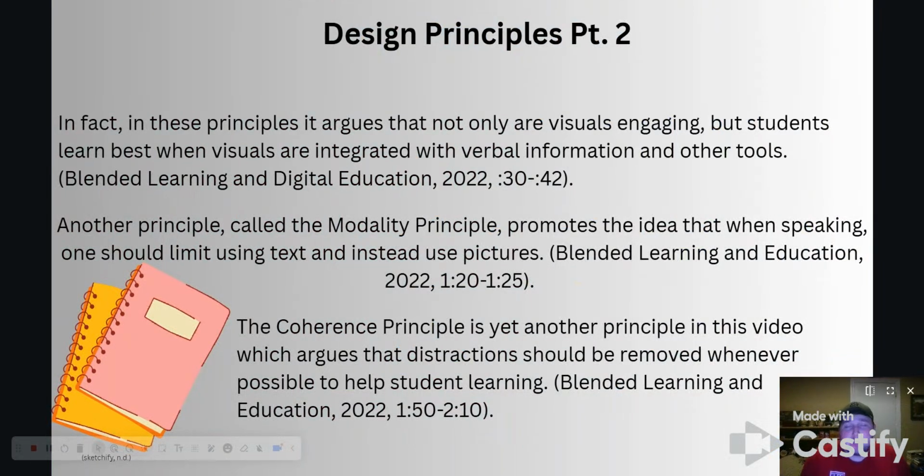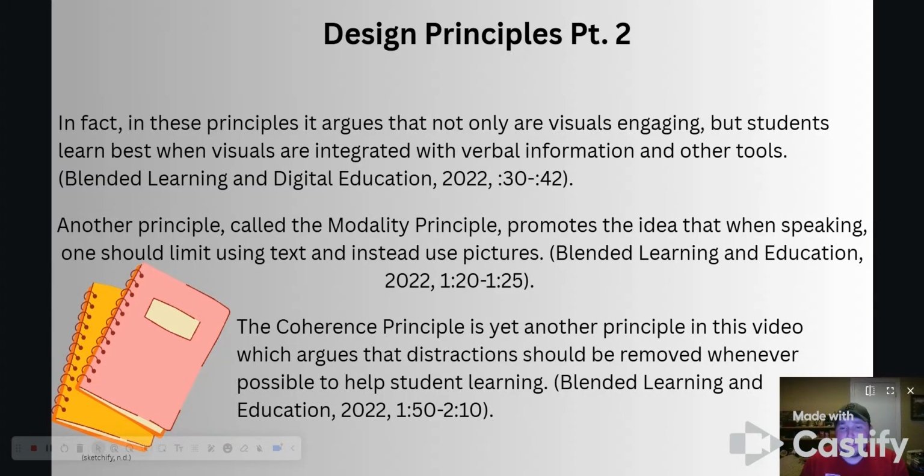Continuing with the principles, in fact, these principles argue that it's not only visuals that are engaging, but students learn best when visuals are integrated with verbal information and other tools. Another principle, called the modality principle, promotes the idea that when speaking, one should limit using text and instead use pictures to help engage with students and their learning environments.